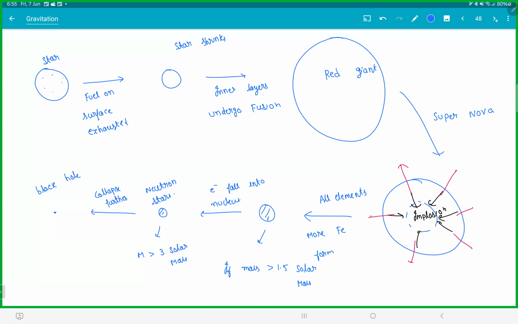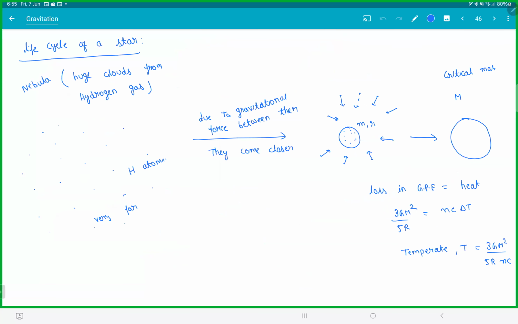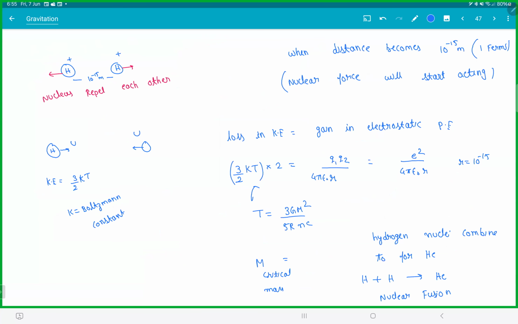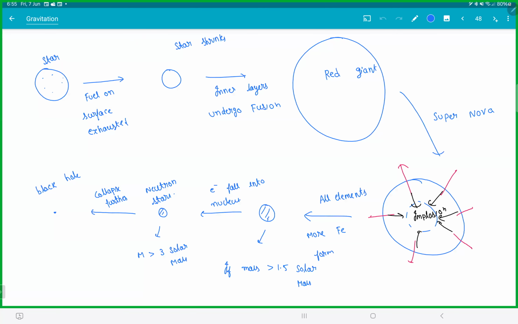Clear with the whole story? You can make a small movie out of it, mostly a documentary. But did you see how many concepts came? Self-energy, thermodynamics, the 3 by 2 kT of KTG, electrostatic repulsion, nuclear fusion, nuclear force, every damn thing is there. Clear with the stuff? So something like this could be a paragraph.